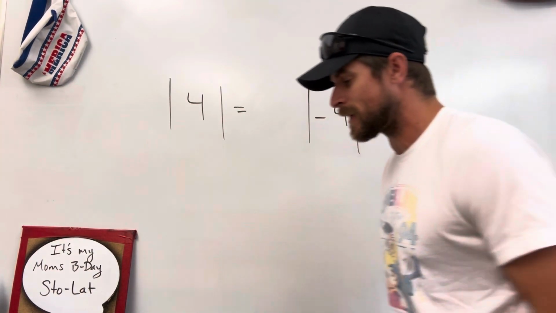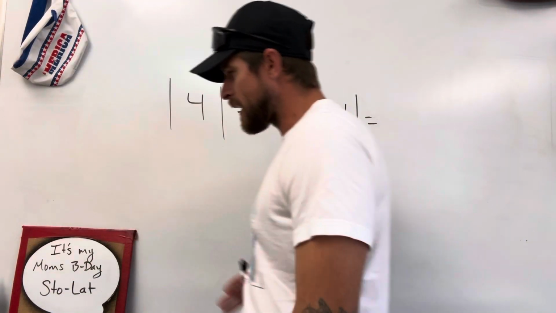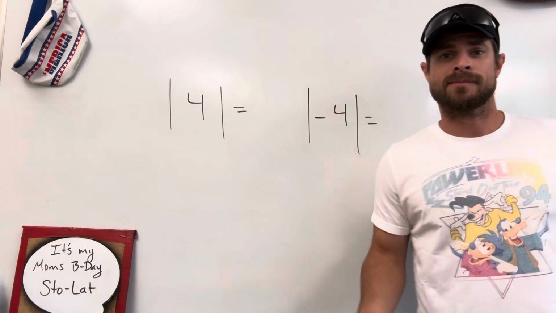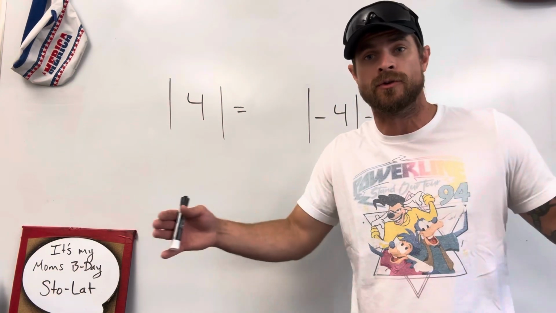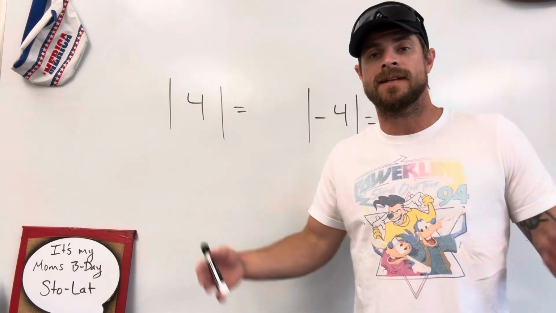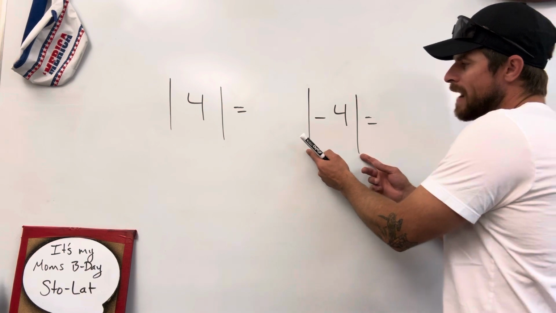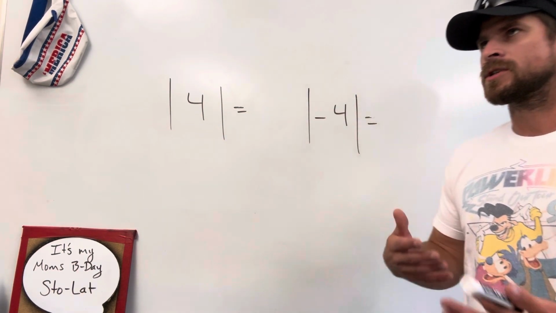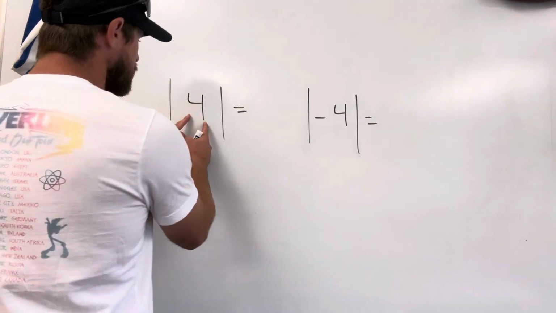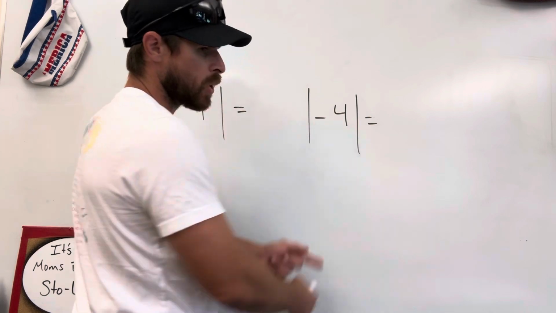If I walk this way 10 feet, someone says, you just walked 10 feet. If I were to walk backwards, they're going to say the exact same thing. You walked backwards 10 feet. The distance I traveled is always a positive distance. It's never going to be negative. So when we use absolute value bars in math, what we are saying is, how far is this value away from zero?